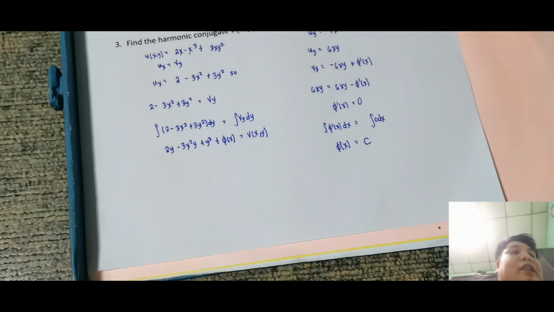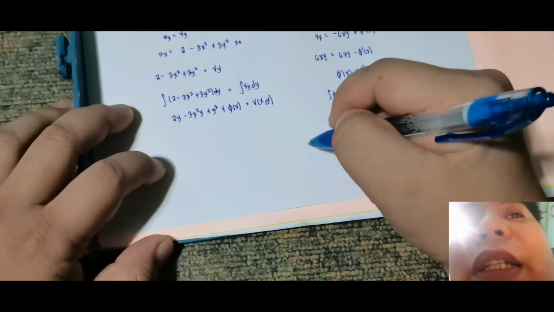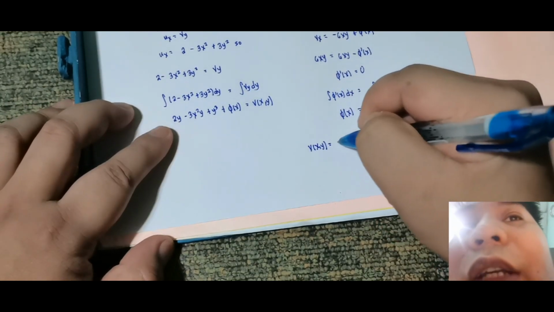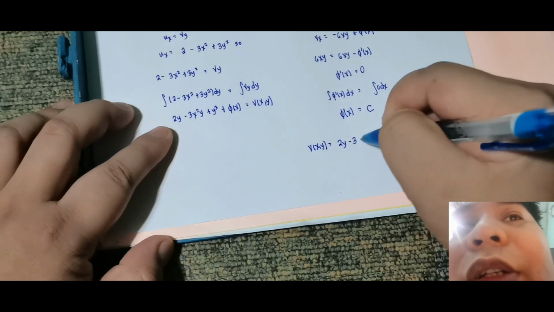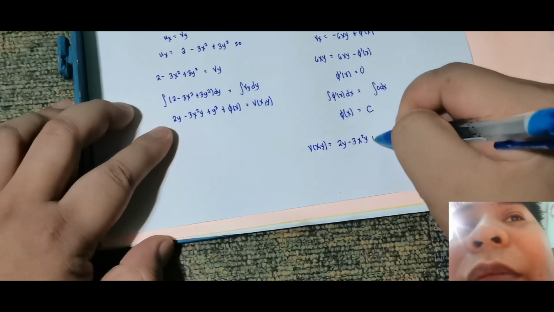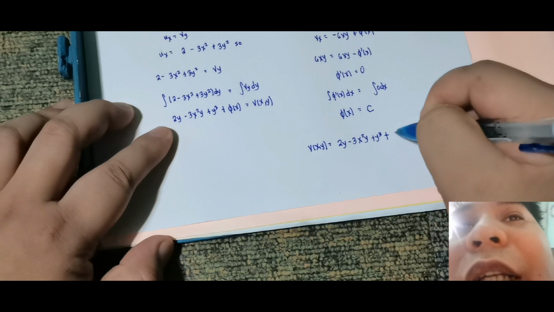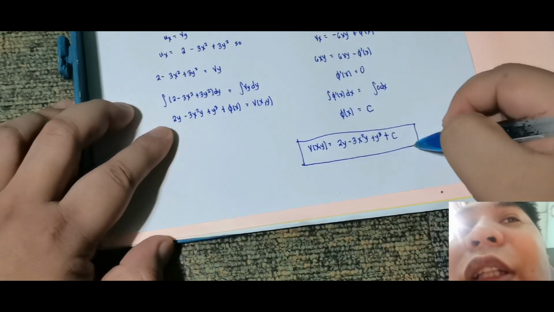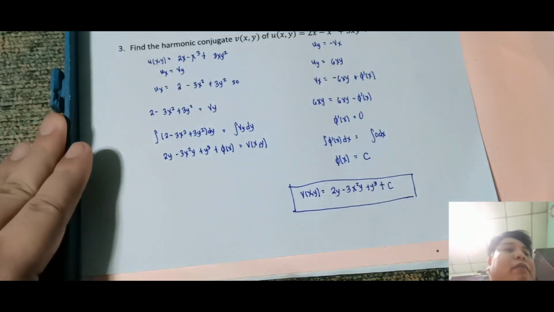So therefore, the integral of 0 is always c. So that's a constant. Okay, so what is our b of x? So our b of x comma y equals 2y minus 3x squared y plus y cubed plus c. So therefore, this is our harmonic conjugate b of x comma y. So hoping you get that topic.